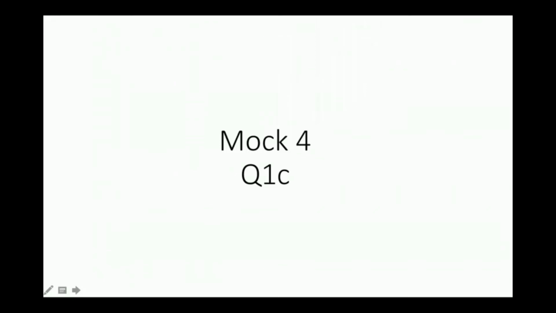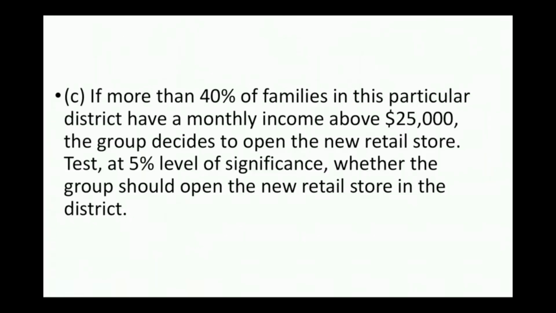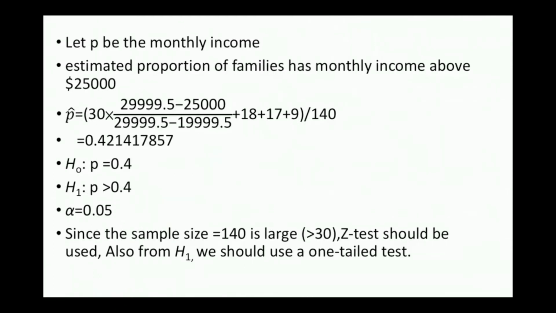For question 1C, this is the question 1 information. If more than 40% of families in this particular district have a monthly income above 25,000, the group decides to open the new retail store. Test at 5% level of significance whether the group should open the new retail store in the district. Estimate the proportion of families that has monthly income above 25,000.